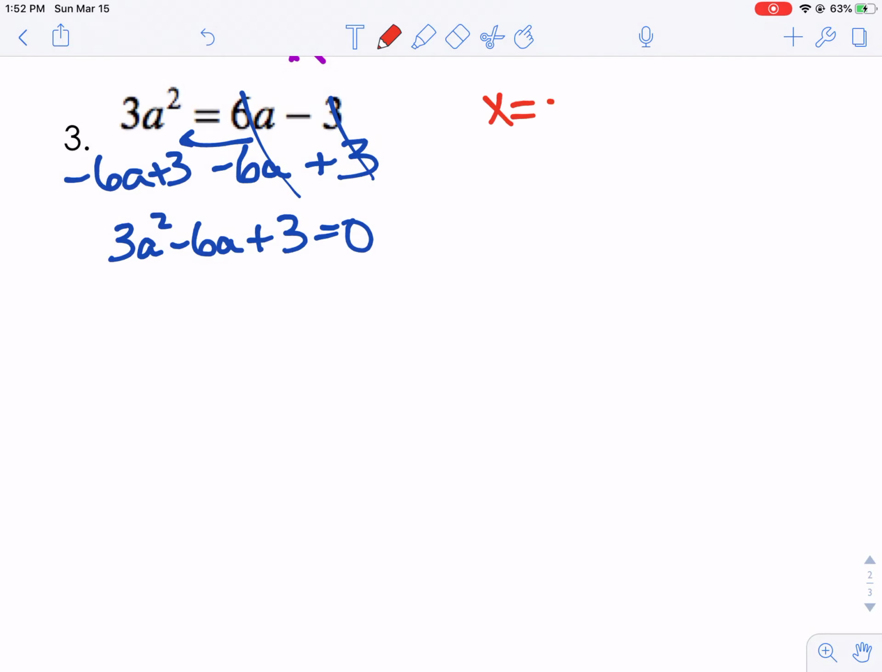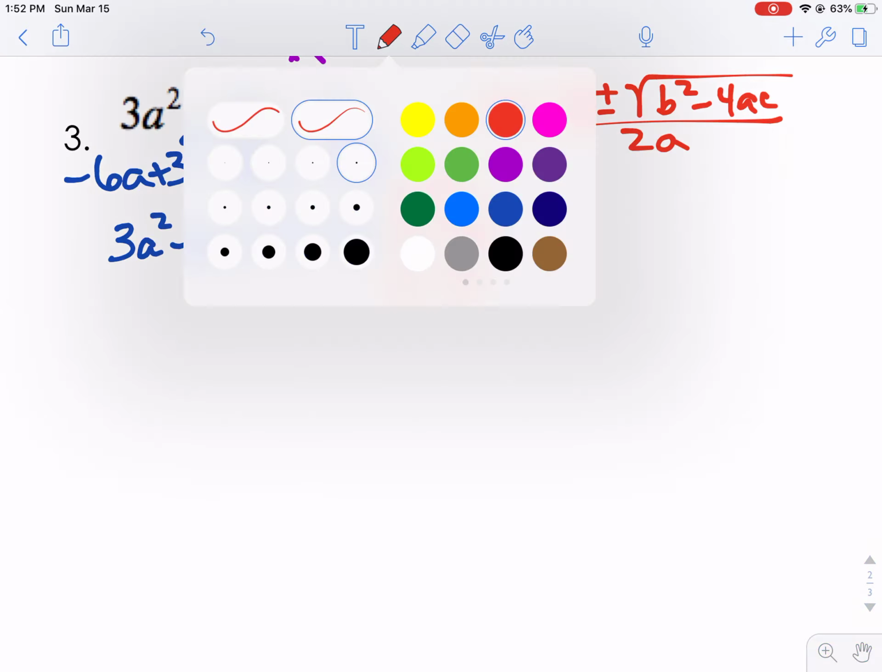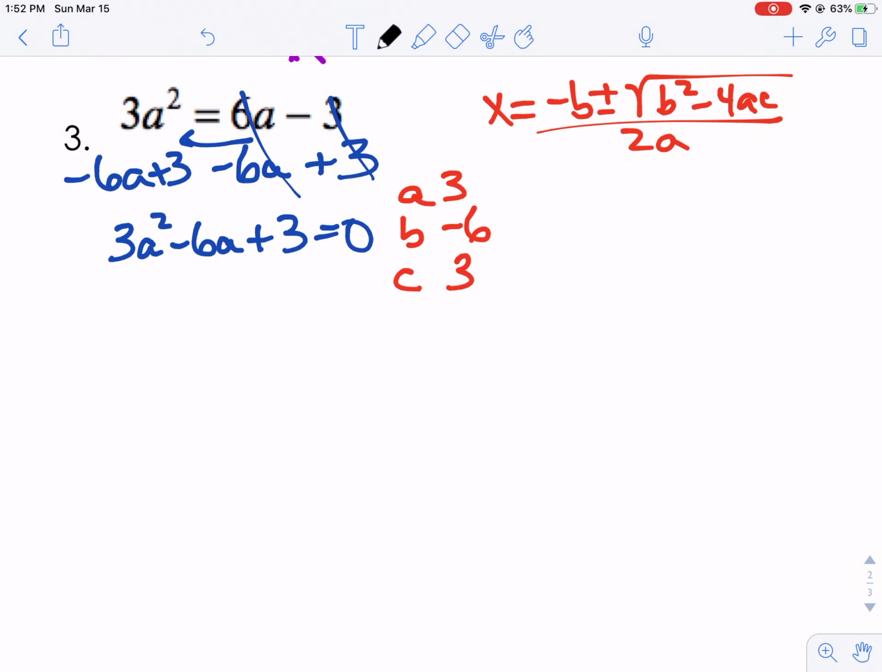So x equals negative b plus or minus square root b squared minus 4ac all over 2a. All right, so my a is the number touching the squared term, which is 3. My b is touching the middle term, which is negative 6. And yes, you've had 3 examples now where the b term is negative. That's not always the case. C is 3. All right, plug them in.